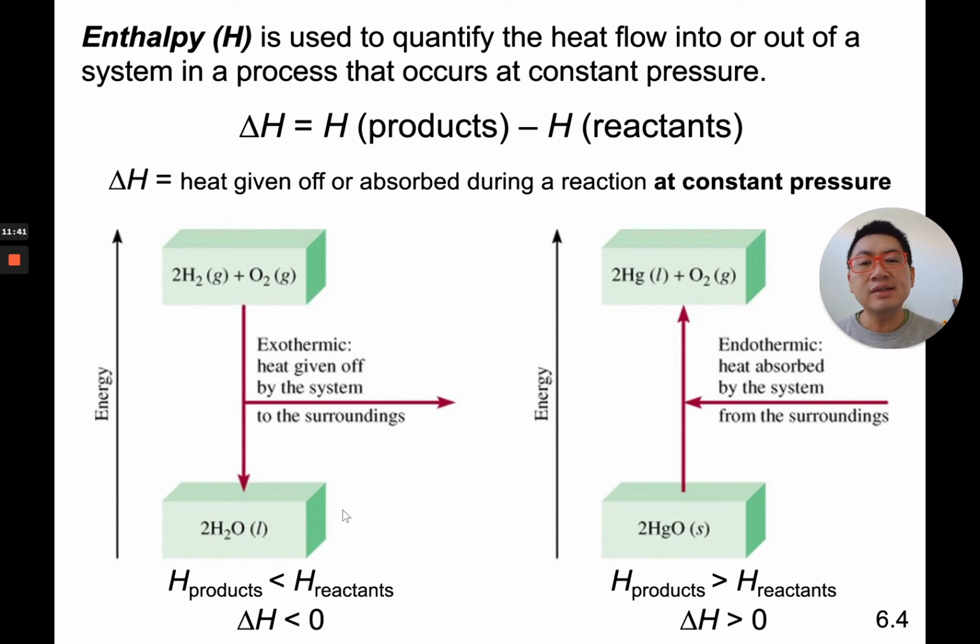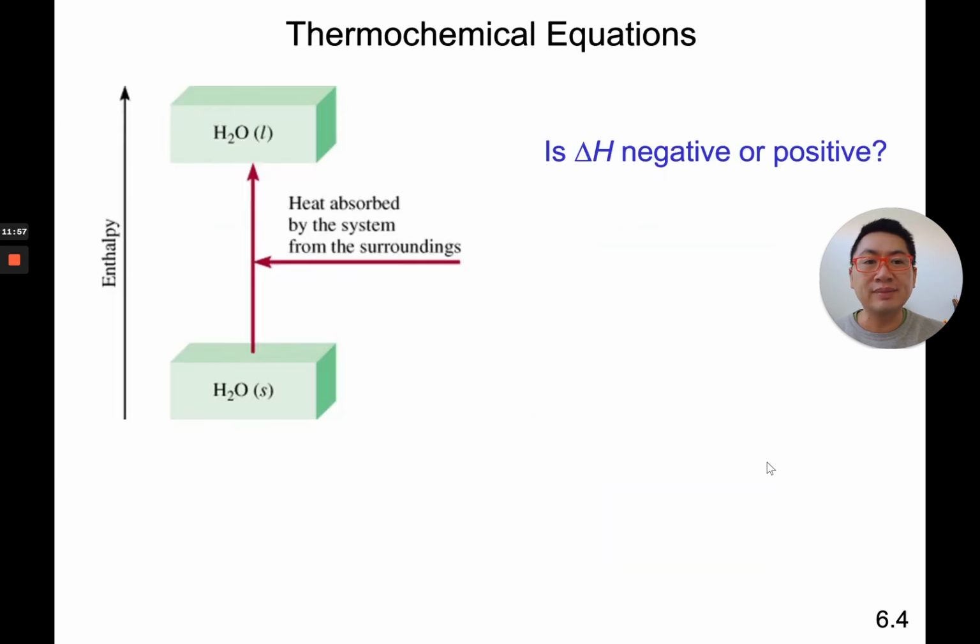Negative exothermic, positive endothermic. If delta H is negative, it's exothermic. If delta H is positive, it's endothermic.